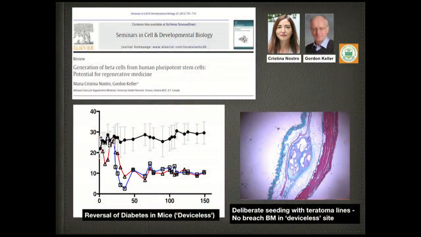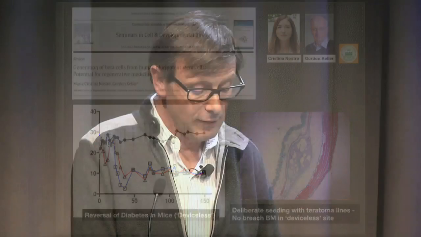There are several groups across the world working on stem cells. I'll show you first just one that we're collaborating with. Maria Nostro and Gordon Keller at the University of Toronto have made a stem cell line that makes human insulin, the human beta cells basically, from stem cells. And we've been able to reverse diabetes quite effectively in mice in our deviceless model with their cell system.